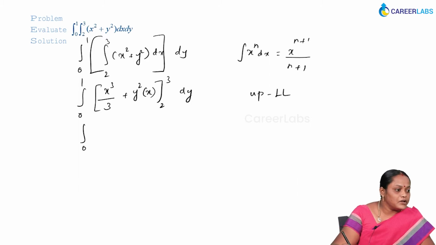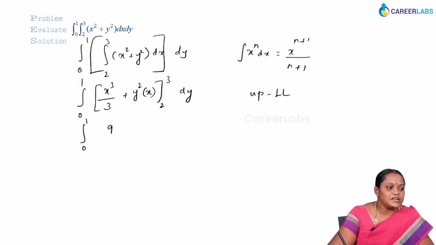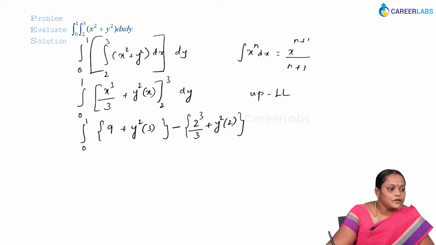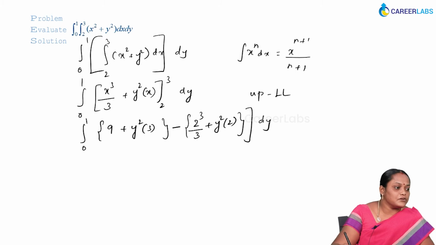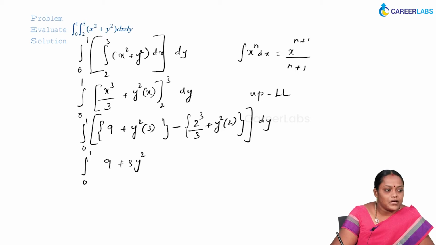So when you apply the upper limit, this will be equivalent to 3 cube by 3. So you can cancel out one 3 and you will be getting it as 3 square, which is nothing but 9, and plus y square into 3. So this is the upper limit. Then similarly, you are going to apply the lower limit. So minus of lower limit, that is 2 cube divided by 3 plus y square into 2. Finally, we are going to integrate this with respect to dy. So this is equivalent to integral 0 to 1 9 plus 3y square, and 2 cube is 8. So this is minus 8 by 3 plus minus will become minus 2y square into dy.